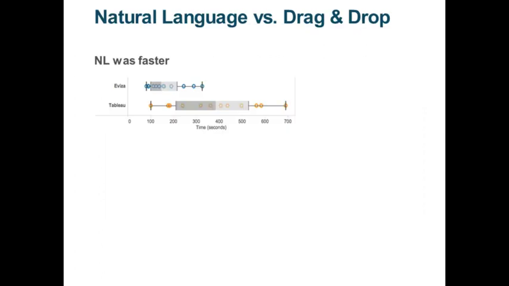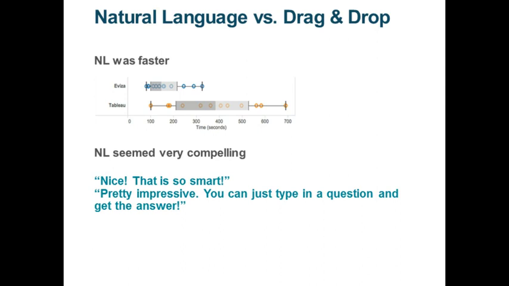So what did we find looking at natural language versus drag and drop? The first really promising thing we found was that natural language was overall quite a bit faster for completing these kinds of tasks. So that's really promising. Secondly, people found it very compelling to interact with their data this way. We got all kinds of positive comments about using natural language, like, pretty impressive. You just type in a question and get the answer.